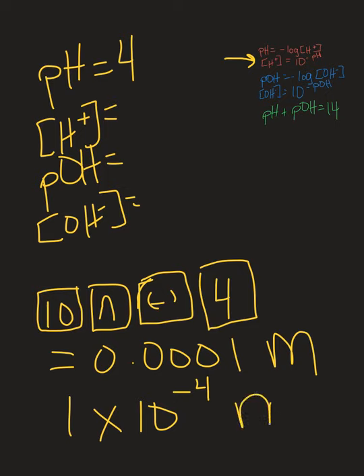Here's a little hint. If your pH is just a number with no decimals in it at all, then your hydrogen ion concentration will just be 1 times 10 raised to that negative number. So if the pH was 3, it'd be 1 times 10 to the negative 3. If the pH was 6, it'd be 1 times 10 to the negative 6. This little trick works if your pH is just a whole number with no decimals.